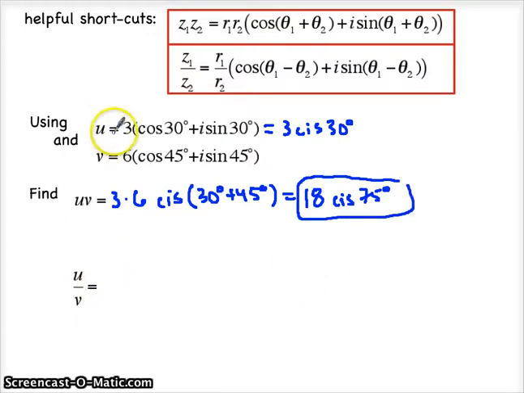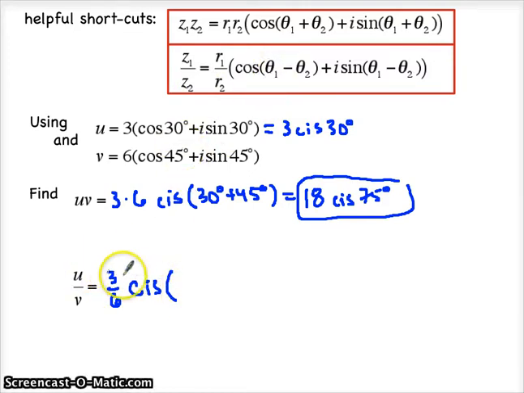Division works essentially the same way. u divided by v, I'm going to divide my lengths there, or divide those magnitudes, CIS. But now, much like exponent rules, when you multiply, we add our exponents. Well, when you divide, we subtract our exponents. Very similarly, when you divide two complex numbers, divide their lengths, but subtract the two angles.